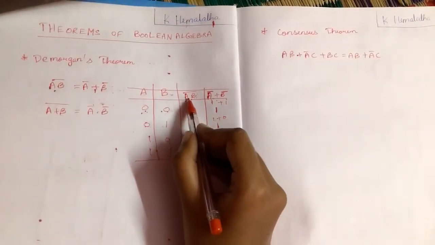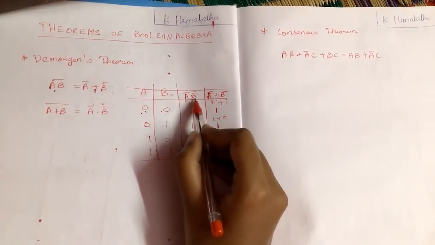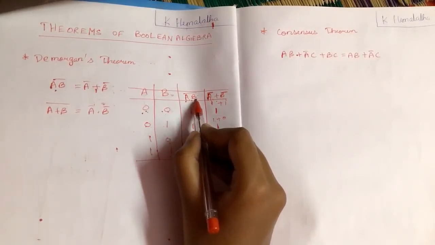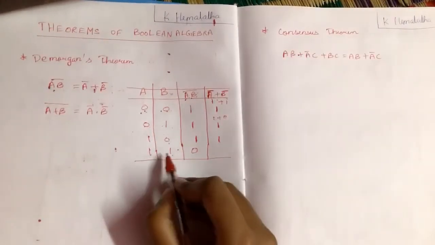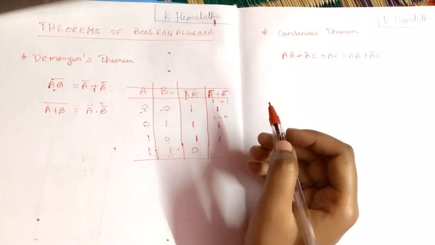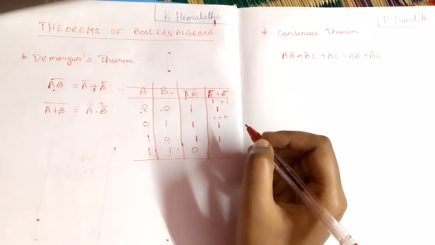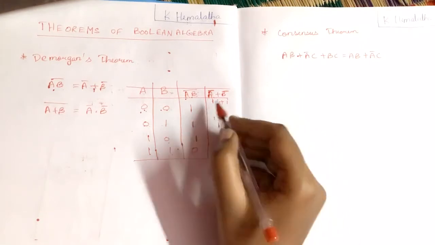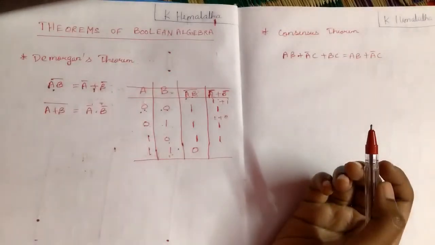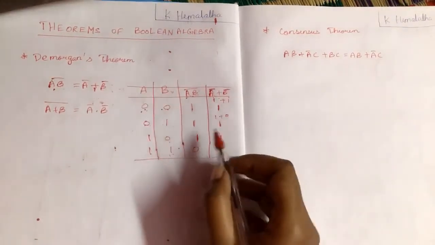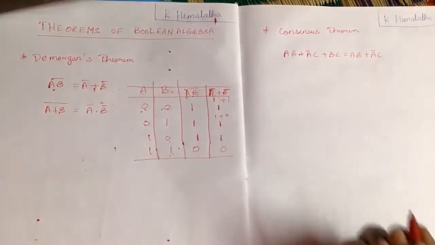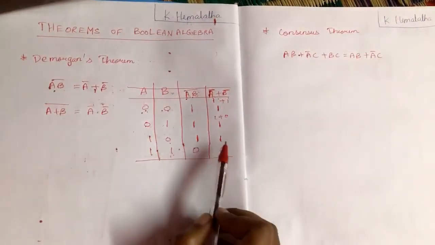So 1 for A and 1 for B. 1 into 1, we will get 1, and the complement of 1 is 0. Again I am applying this formula. A value is 1, so I take the complement of that, and it will be 0. Plus B complement: B is 1 and the complement of that is 0. So 0 plus 0, you will get the output as 0. Hence the left hand side is equal to the right hand side. That is the first rule they are trying to say.